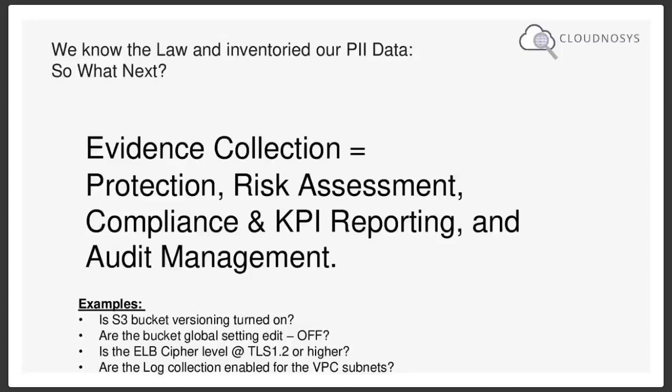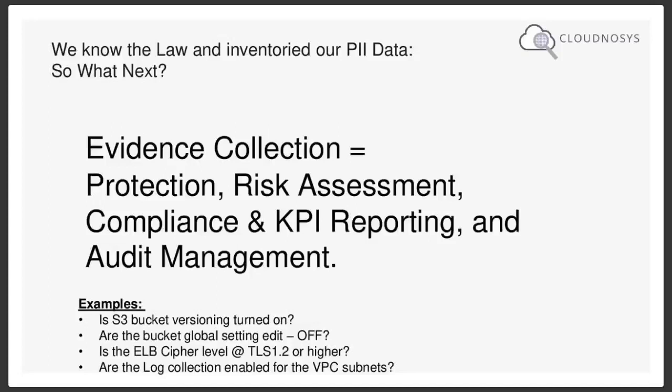So for example, is S3 bucket versioning turned on? S3 is a file store in AWS, and you need to ensure that encryption is turned on. Is the global setting off, so that it's not open to the public? Are the elastic load balancer cipher levels at TLS 1.2 or higher?